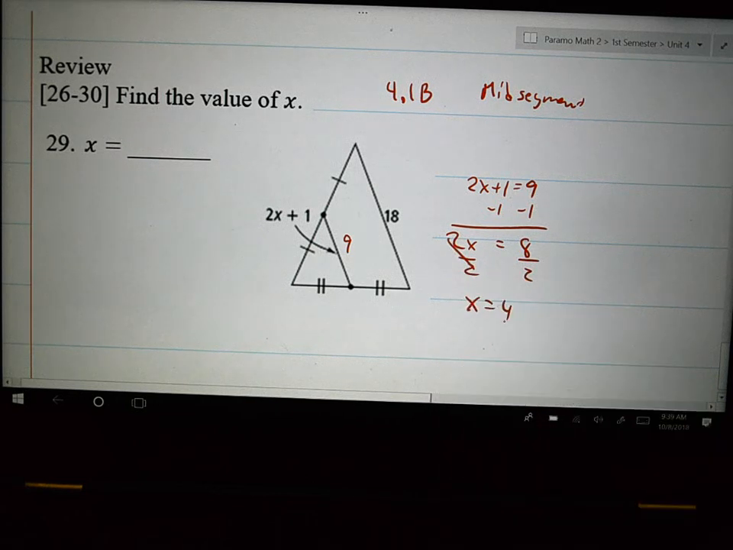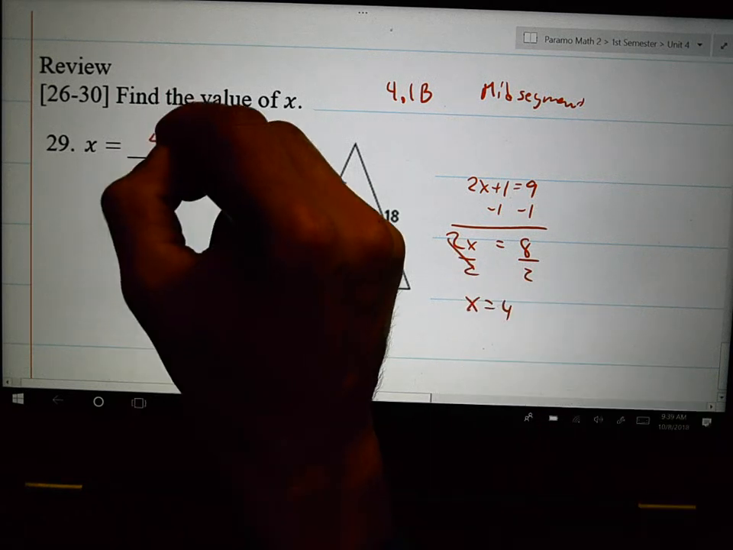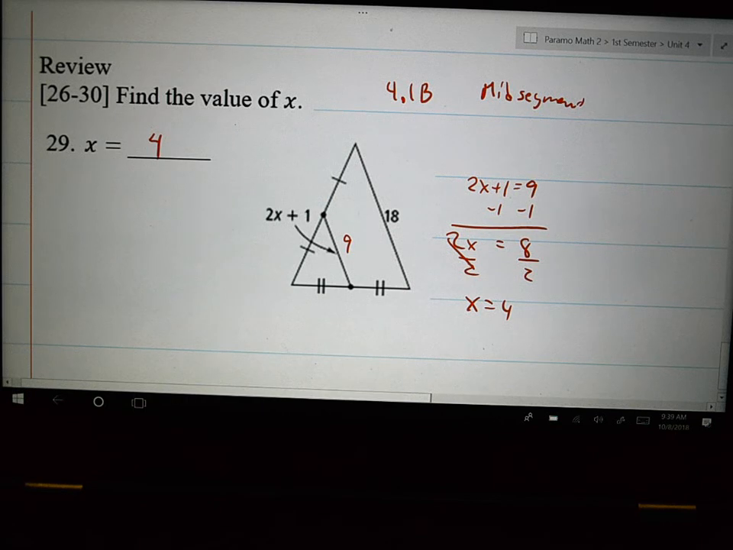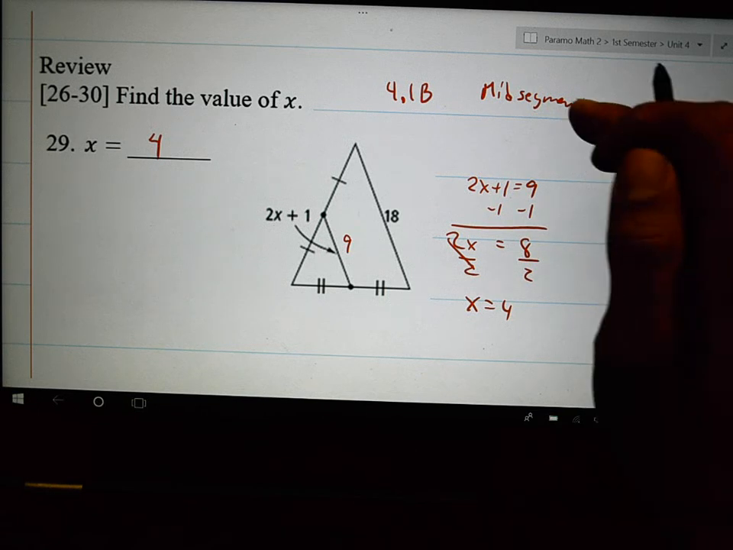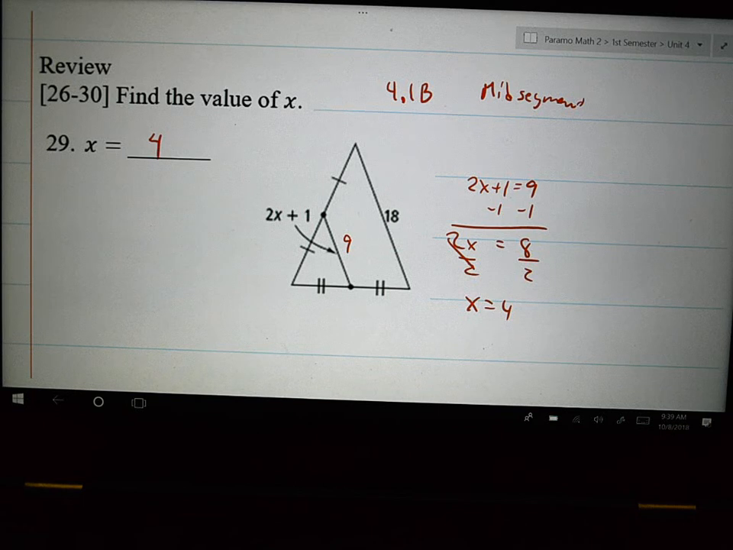Do a little bit of math. The x is equal to 4. That's all they ask you to find. Find the value of x. But don't forget, you still have to use some things from previous sections.